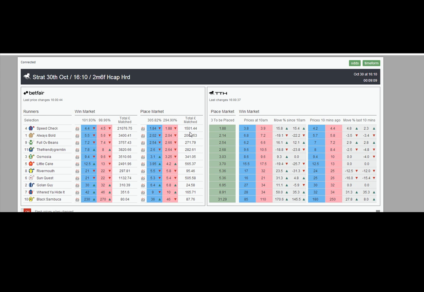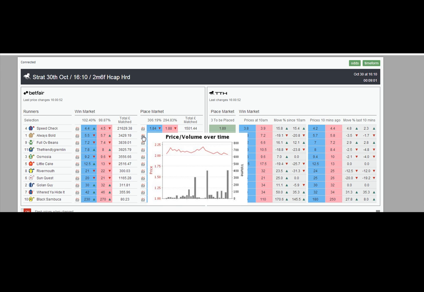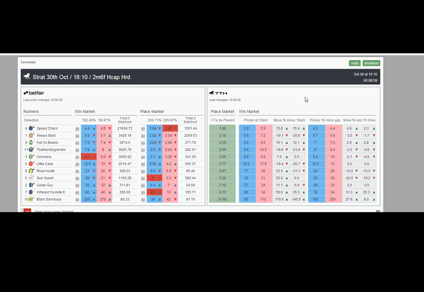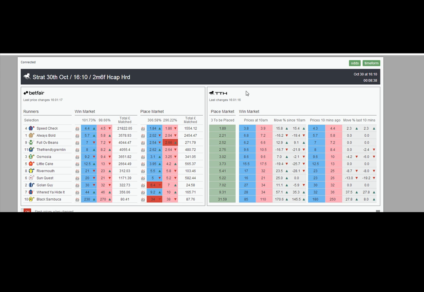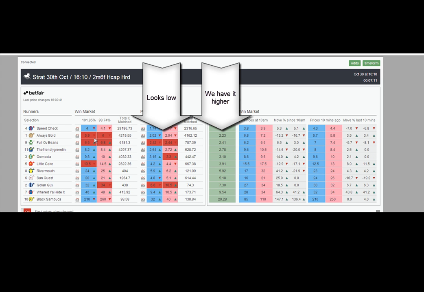What obviously we don't want to see is the win market drop, because if that drops a fair bit, then the place market price will drop as well. You can see the Betfair graphs there, that there is a downward turn. So we're just going to monitor that. But we have the price higher, and what may well happen here is that the win market price will drift, so that the place market will match the prices we have. The move of the last 10 minutes is very handy, so you can see what the other horses are doing.